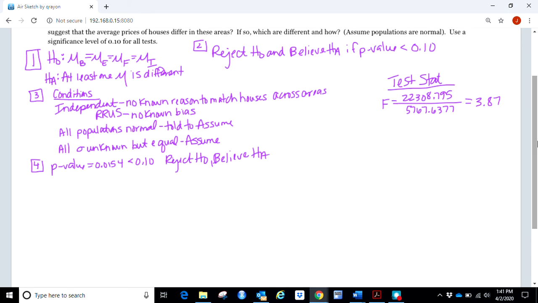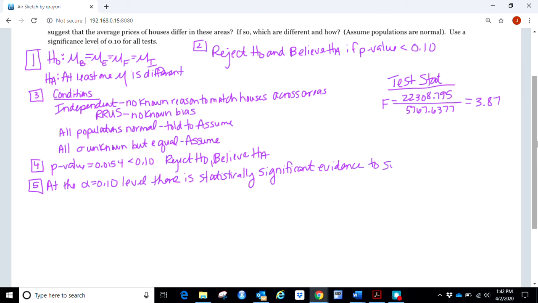So then the last part of our hypothesis test is to write out that interpretation, which follows the same structure that we are used to. So we're going to start with our significance level, which was 0.1. Because we rejected the null hypothesis, there is our statistically significant evidence to support. Now our last part is the alternative hypothesis, but in words, not symbols. So that at least one population mean house price in these 4 areas is different.